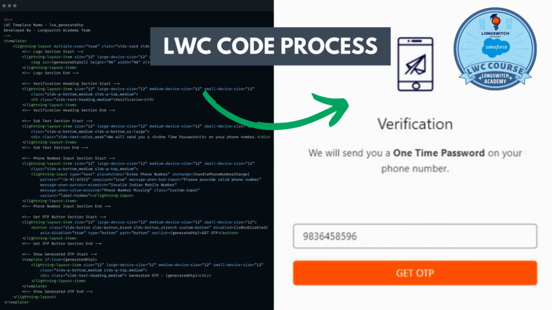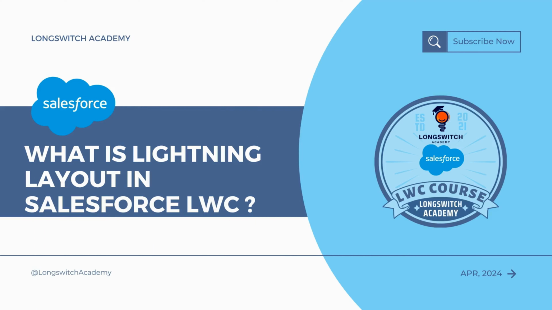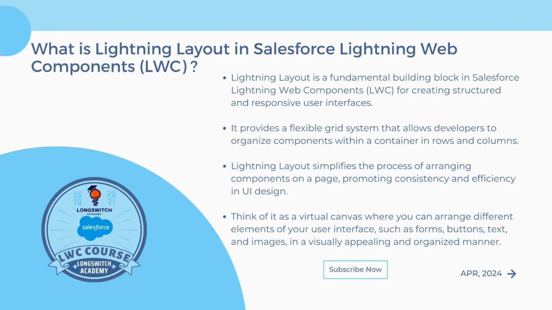Get ready to deepen your understanding of these fundamental concepts and elevate your theoretical knowledge in Salesforce LWC development. We will begin this episode by understanding what is Lightning Layout in Salesforce Lightning Web Components LWC. Lightning Layout is a fundamental building block in Salesforce Lightning Web Components LWC for creating structured and responsive user interfaces. It provides a flexible grid system that allows developers to organize components within a container in rows and columns. Lightning Layout simplifies the process of arranging components on a page, promoting consistency and efficiency in UI design.